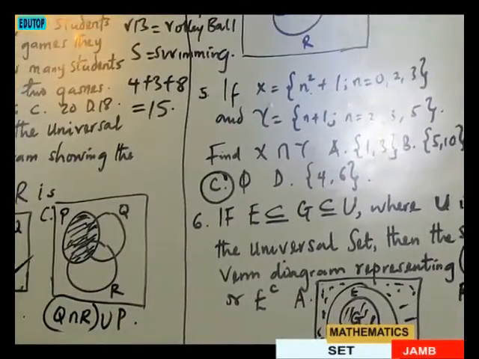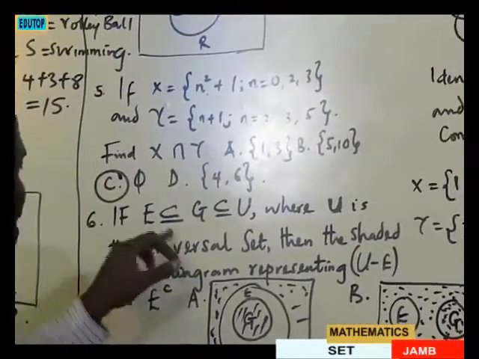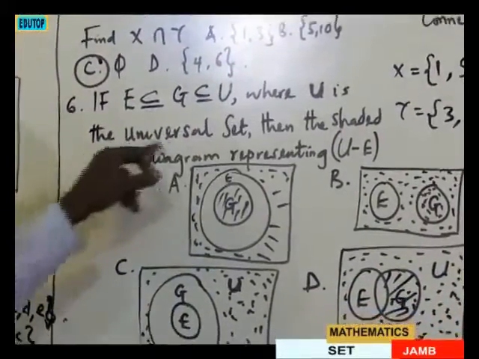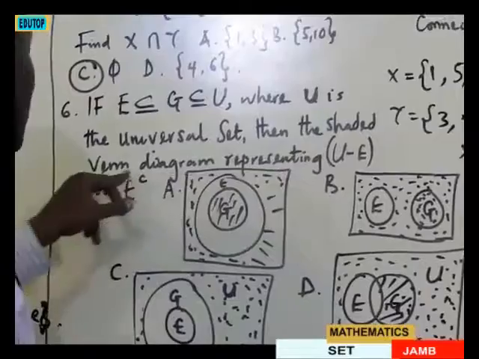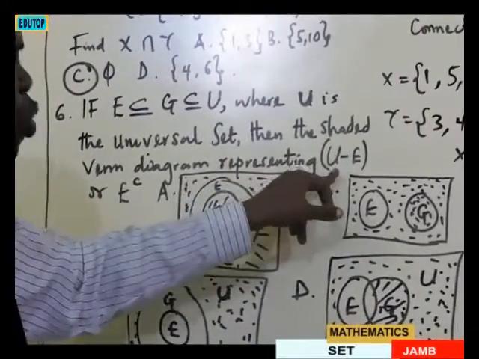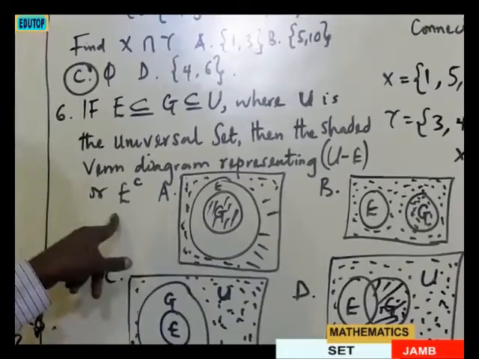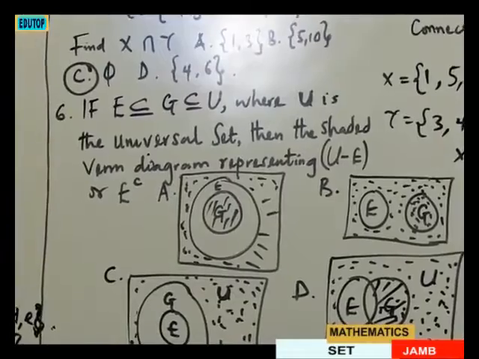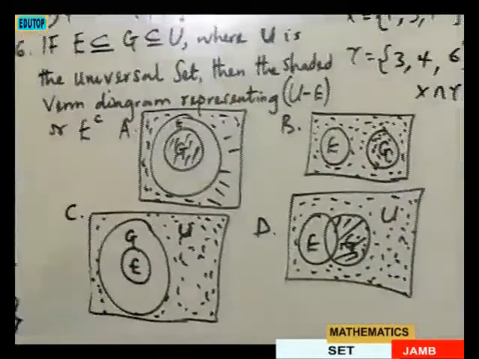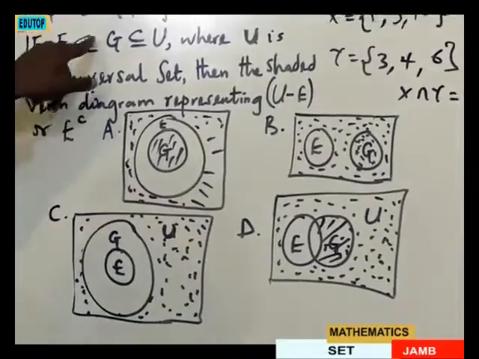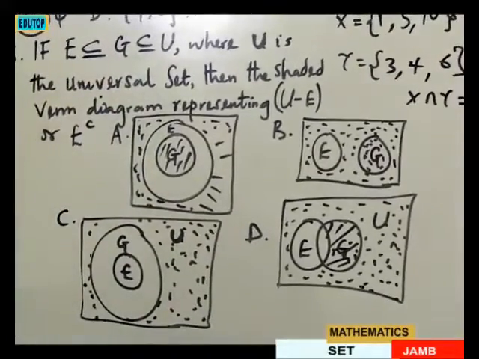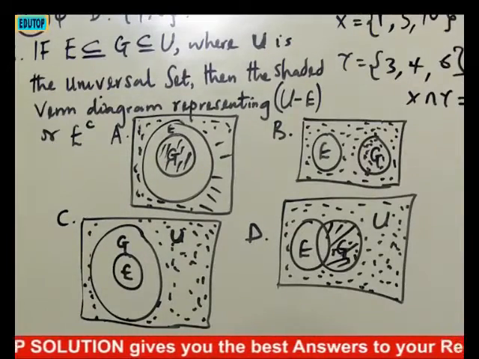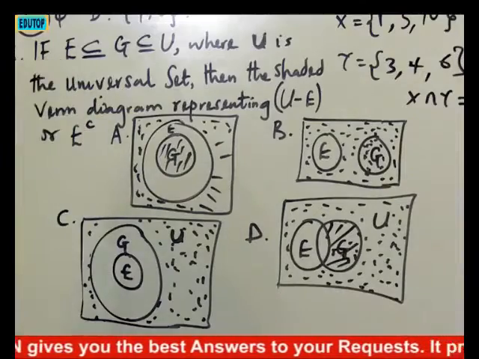Then the next one says if E is a subset of G and G is a subset of U, where U is the universal set, then the shaded Venn diagram representing U minus E, that's E complement. So which one is E complement? That means you will go to the one in which there is intersection, but because you are having subsets, so there is intersection. So when you see subsets, you go to the region where you have intersection and the E is not shaded.